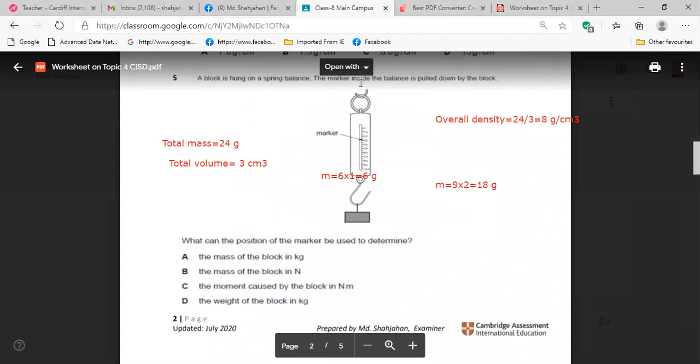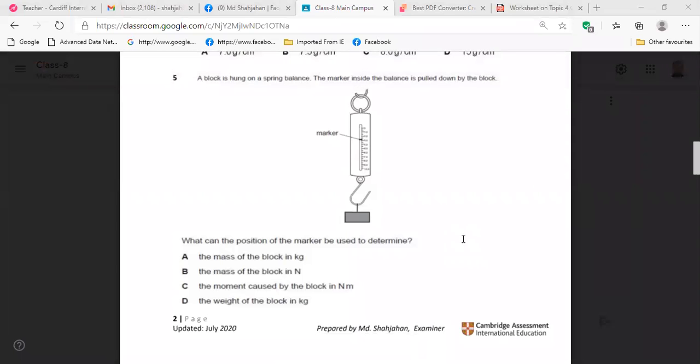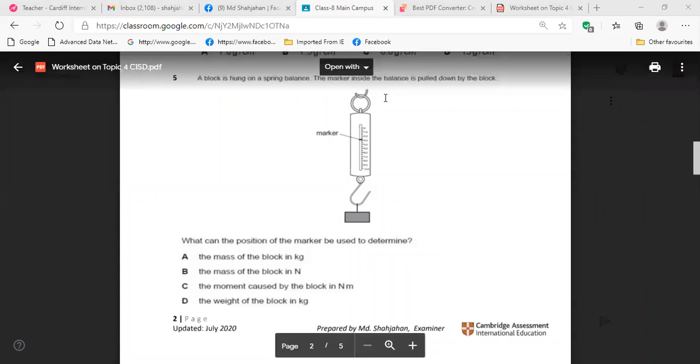Okay, now this question, question 5, we want Taki to read. Taki, question 5.